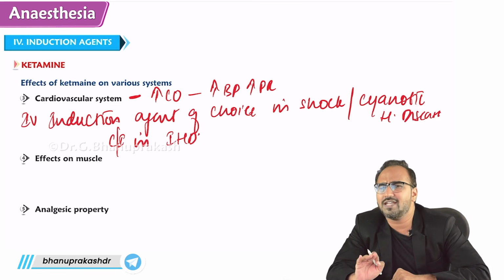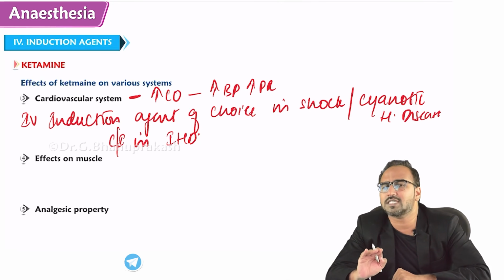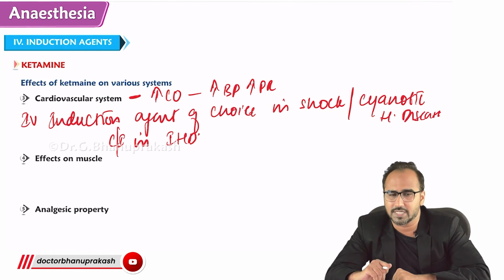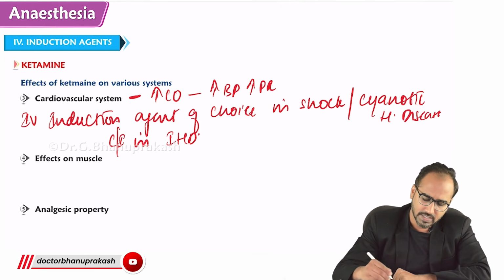The only IV induction agent that could be safely given in ischemic heart disease is what? We are left with Etomidate. That is the most cardiostable IV induction agent. We'll discuss that later, okay? So anyways, next.